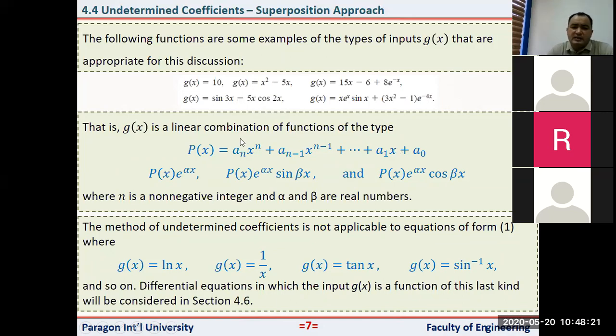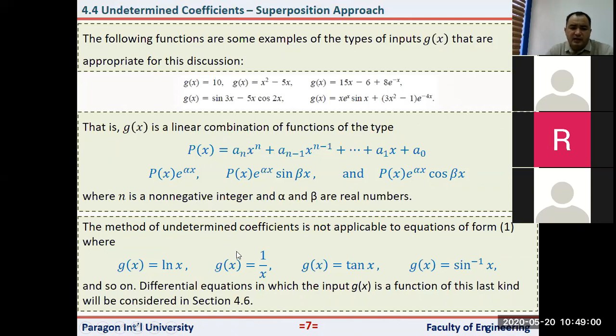So g of x is a linear combination of functions of the type: this polynomial function, or p times e to the power alpha x, or p times e to the power alpha x sine of beta x, and p times e to the power alpha x cosine of beta x, or their sum. Here of course n is a non-negative integer. It is from the definition of a polynomial function, right? When we define a polynomial, we have a condition that n is a non-negative integer. Otherwise, it cannot be a polynomial. If n is any negative number, for example, it cannot be a polynomial function.